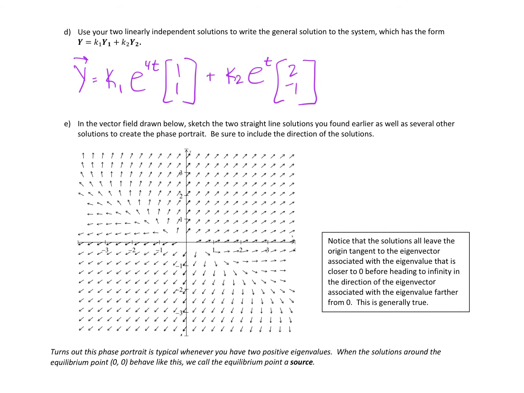In the vector field, sketch the two straight line solutions we just found. So you sketch those by connecting the eigenvector we found to (0, 0) and making a straight line. So let's see, our eigenvector is (1, 1). And we make a straight line through the origin. That is associated with lambda equals 4. So the arrows point away, which is confirmed by the vector field. My other eigenvector is (2, negative 1), about right here. Connect that to the origin.